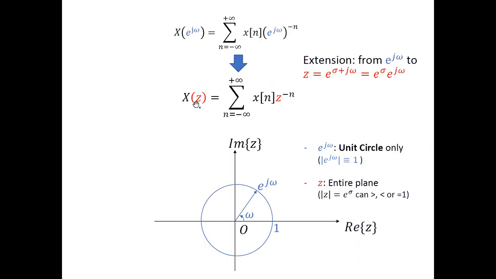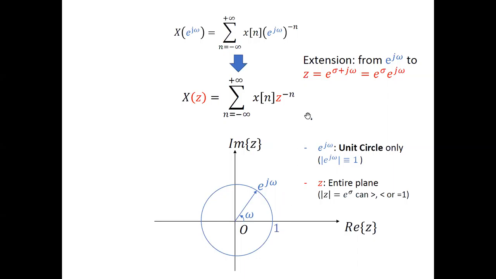Therefore, just replacing exponential j omega everywhere with z, we get an extension. And we can illustrate the extension on the complex plane of z. So horizontal axis the real part, vertical axis imaginary part. Previously, when we consider exponential j omega, because its magnitude is constantly one, this number exponential j omega is always on the unit circle. Omega is the angle of this number. So exponential j omega is only on the blue unit circle. It's a unit circle because it's centered at origin and radius one.